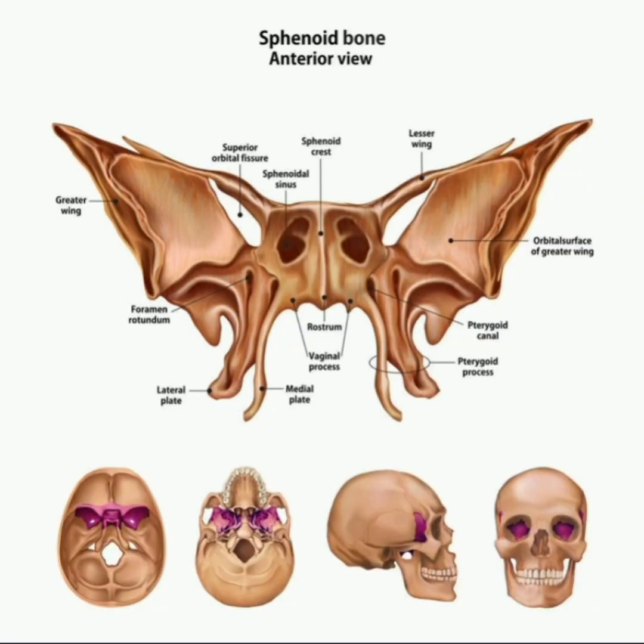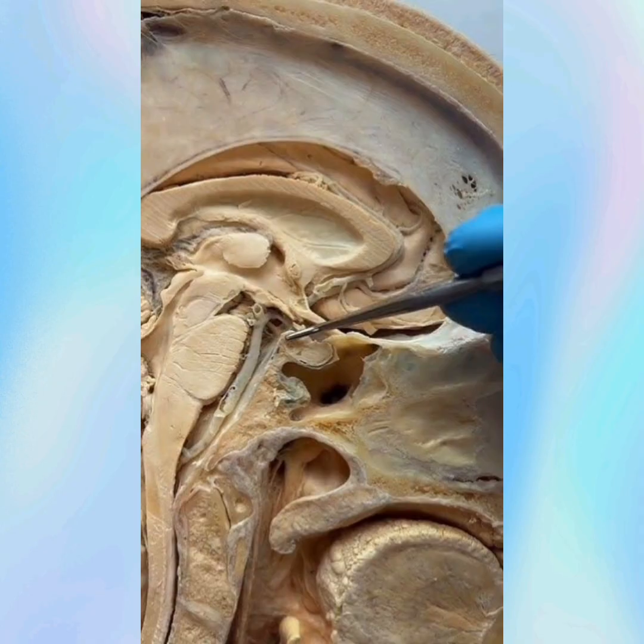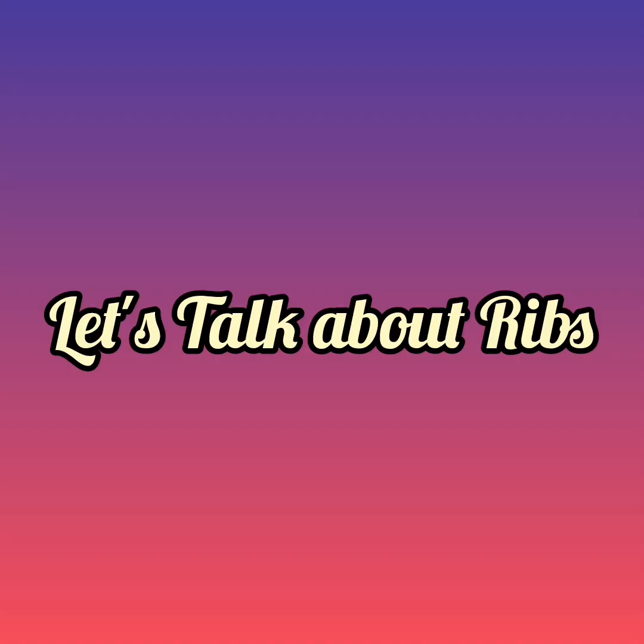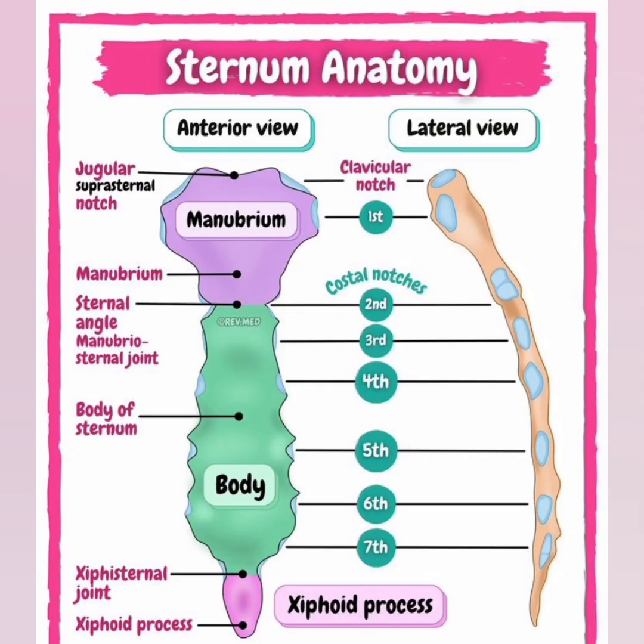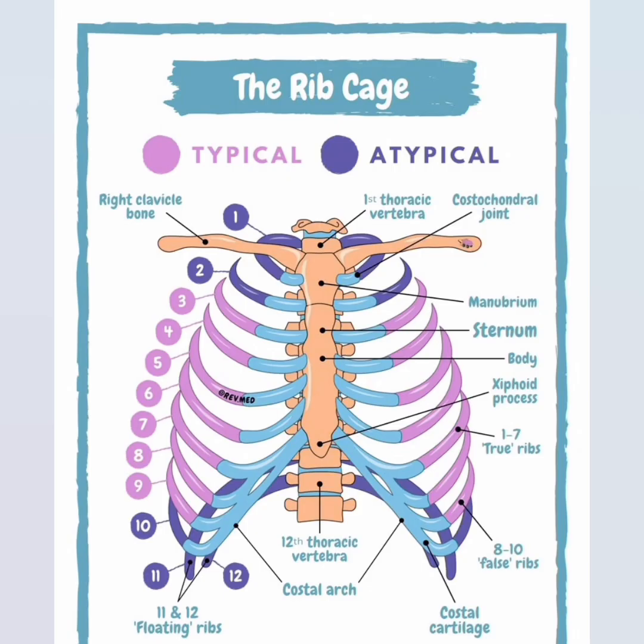What about the sphenoid bone? It is the seat for the pituitary gland, and in the seat there is a small depression known as sella turcica. Sternum. It is a dagger-shaped bone. It is present just at the center of your thorax, that is, the mid-ventral line of the thorax.